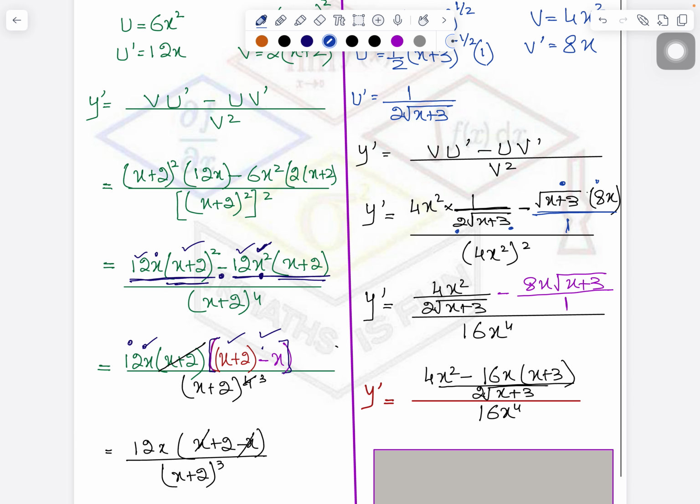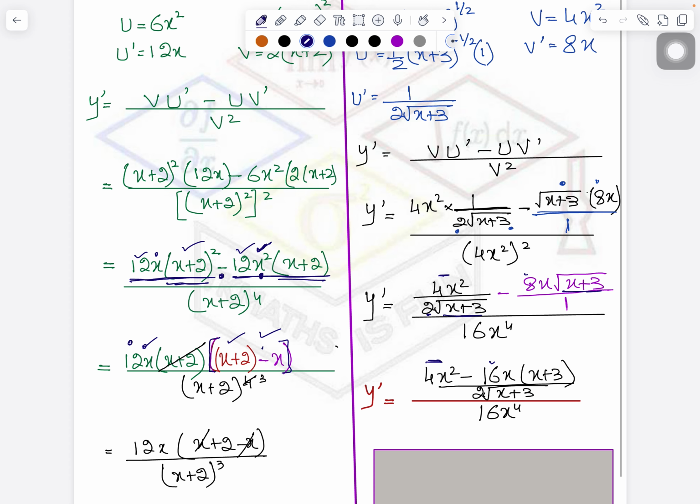That I will show you in the next step. So you can notice here that 4x square is coming as it is. And then this 2 is multiplying by 8, it will become 16. And root x plus 3 multiply by root x plus 3, so it will become x plus 3. And after that, this will multiply by this. I'm sure you know the basic reason behind this.